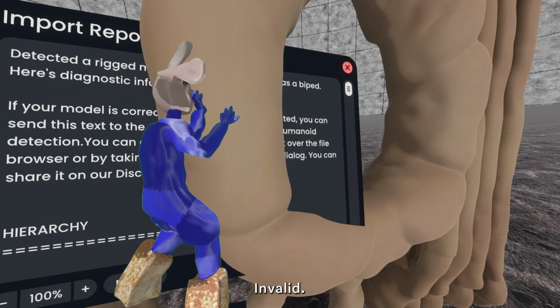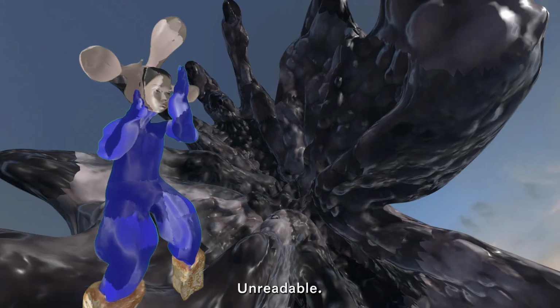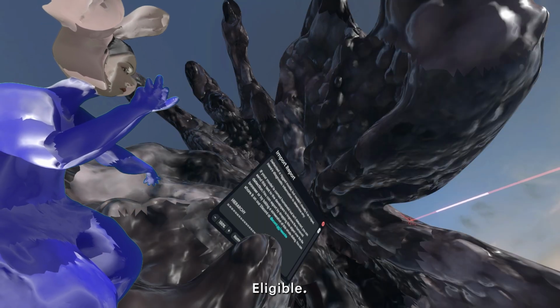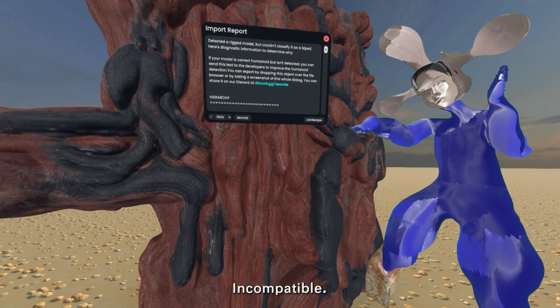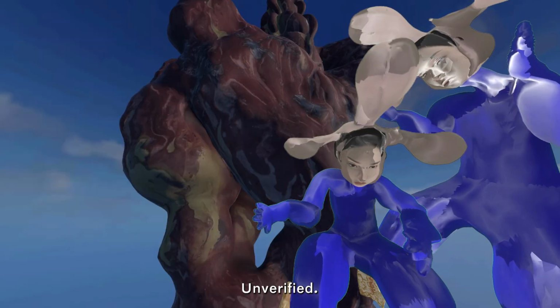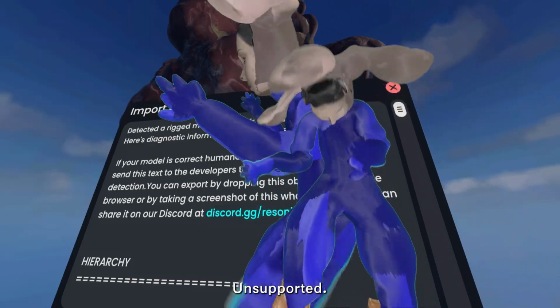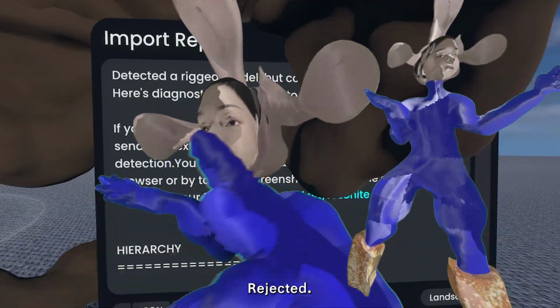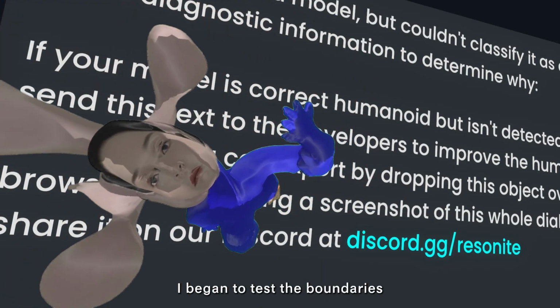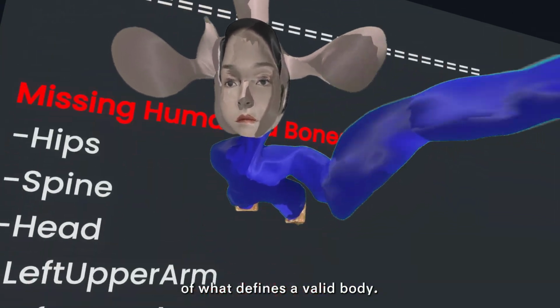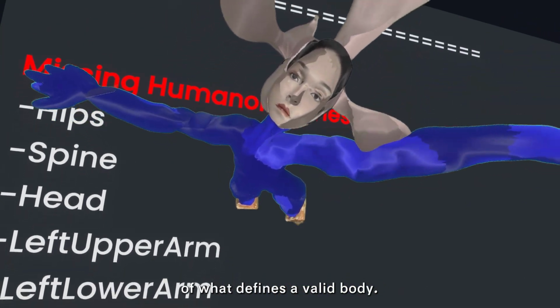Invalid, unreadable, illegible, incompatible, unverified, unsupported, failed, rejected. After many attempts, I began to test the boundaries of what defines a valid body.